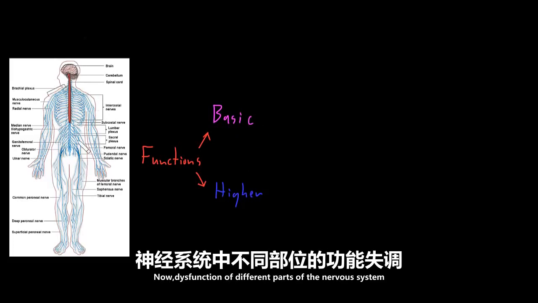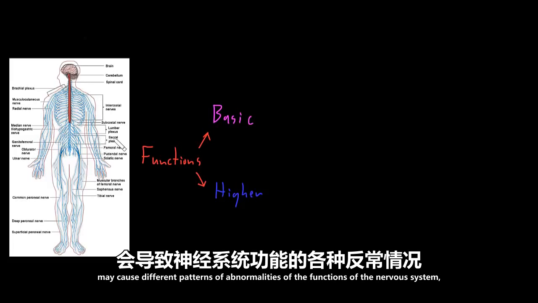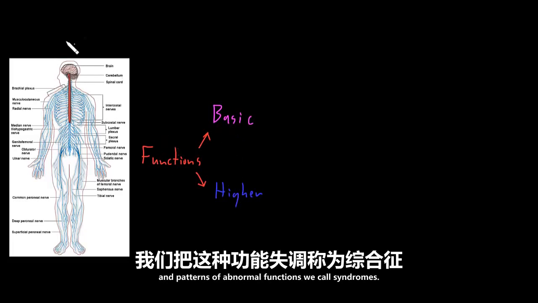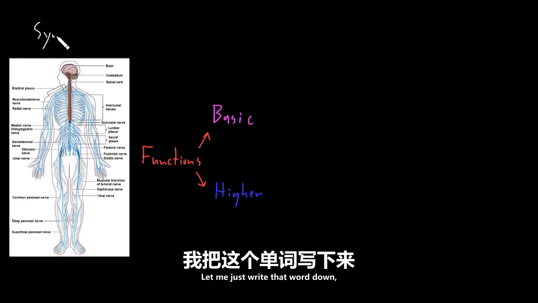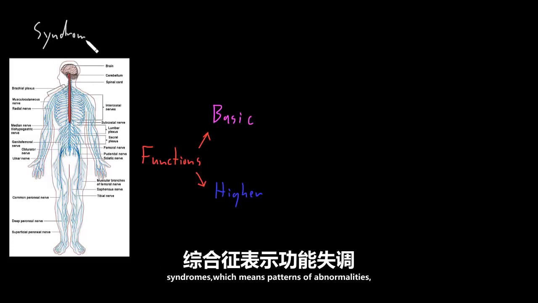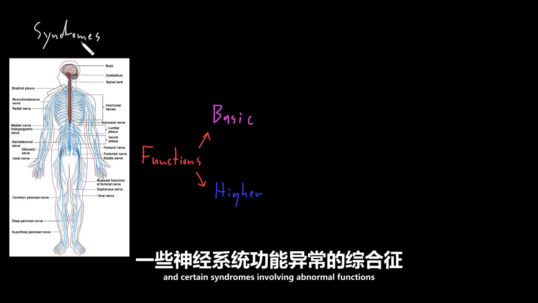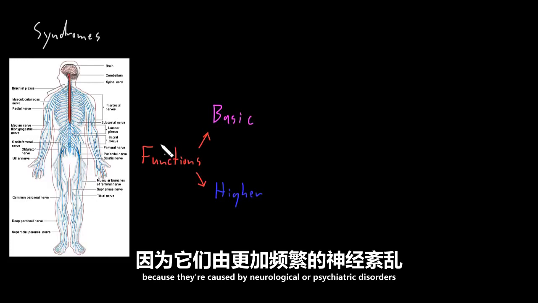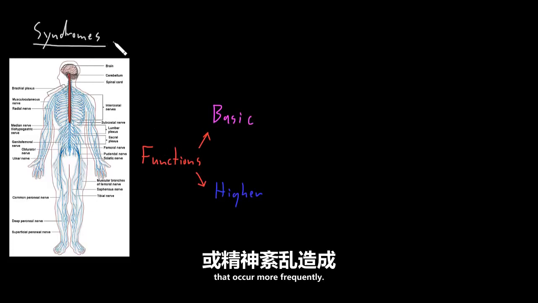Now, dysfunction of different parts of the nervous system may cause different patterns of abnormalities of the functions of the nervous system, either the basic functions, the higher functions, or both. And patterns of abnormal functions we call syndromes. Let me just write that word down. Syndromes, which means patterns of abnormalities. And certain syndromes involving abnormal functions of the nervous system are more common than others because they're caused by neurological or psychiatric disorders that occur more frequently.